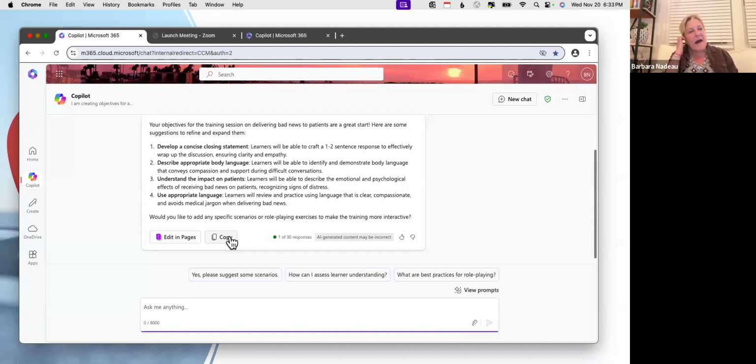Oftentimes what you get back from Copilot isn't exactly what you want. Maybe there's something else you want, or maybe you decide the way this is written, you can change it. But you could see how quick that was. And it would have been even quicker if we didn't have to redo it to come up with objectives. So it can be a real time saver when you're creating trainings.